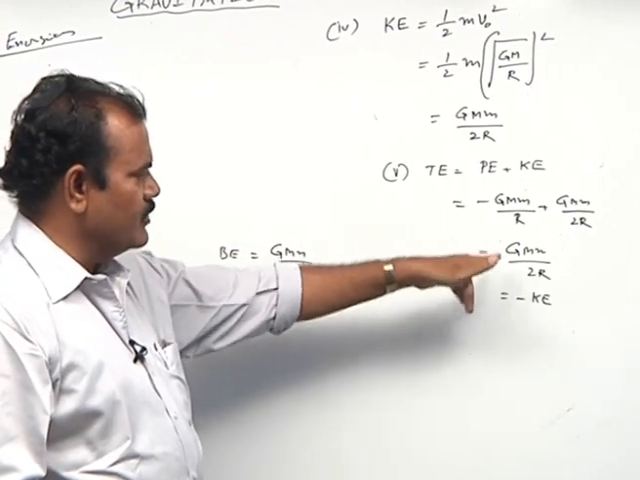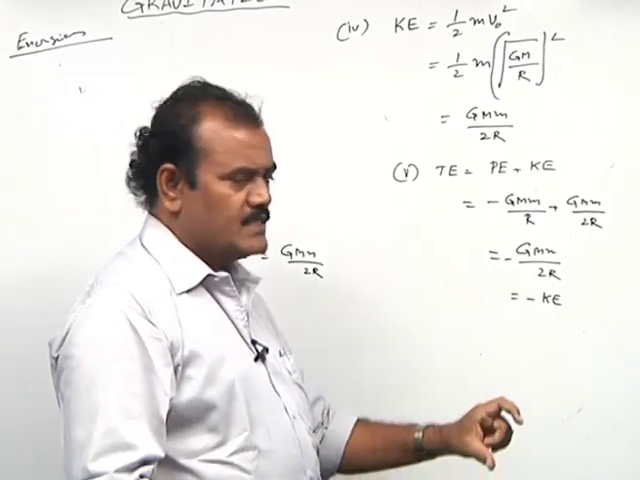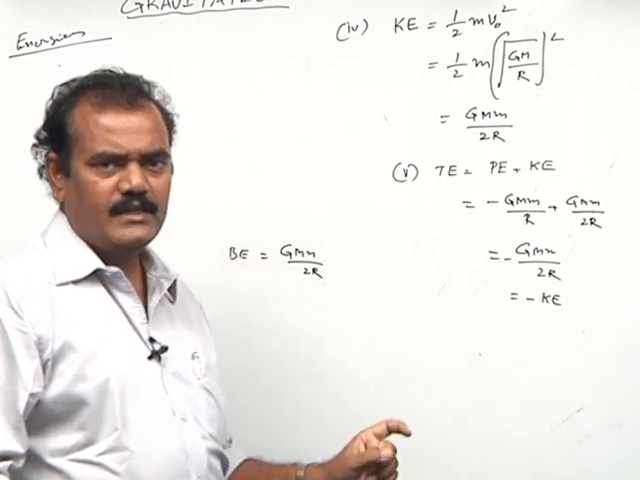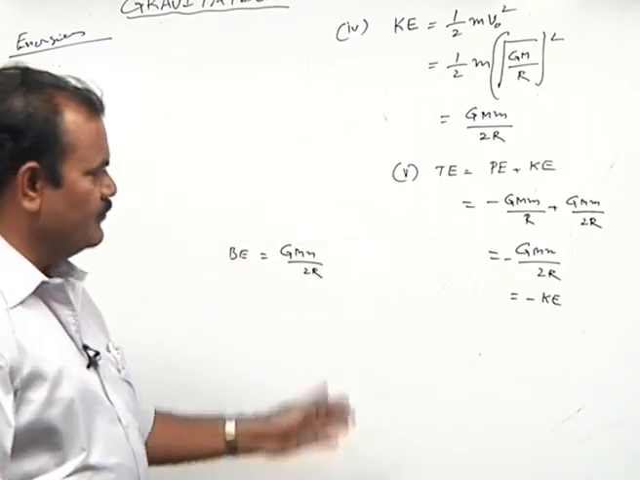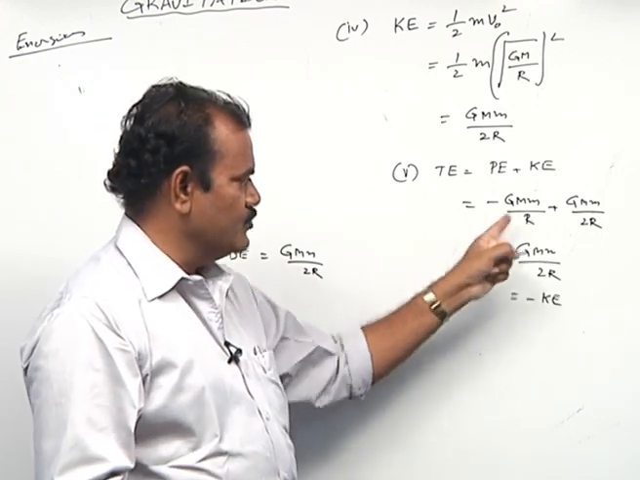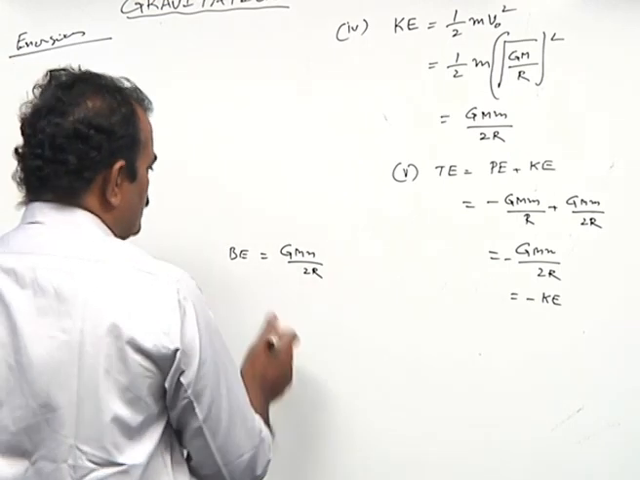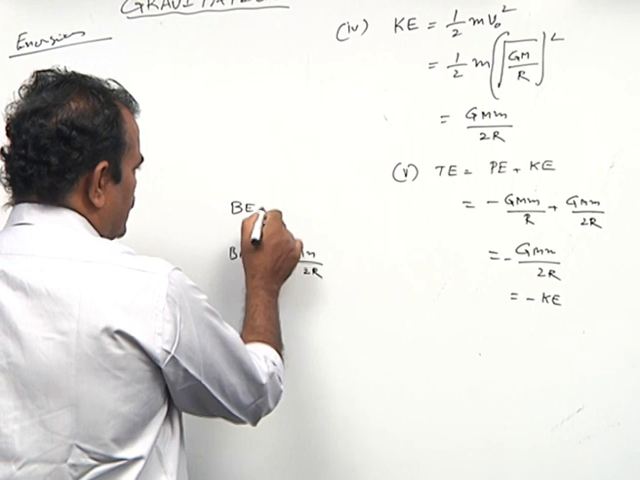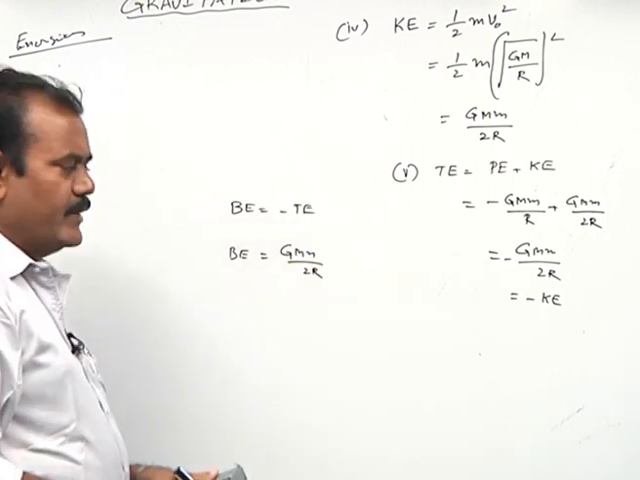If you supply that same amount of energy to that satellite, then it will be free from that orbit. Then it can be free from the gravitational pull of Earth. So what is that amount of energy? It will be equal to the opposite of TE, that is, BE is equal to minus TE. So BE is equal to GMm by 2R.